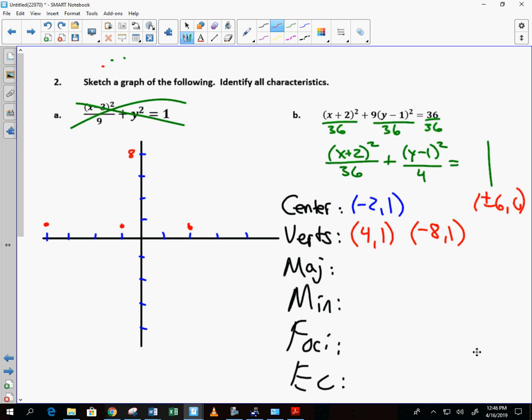All right, how about the y value? How many units do I move in the y direction? 2.